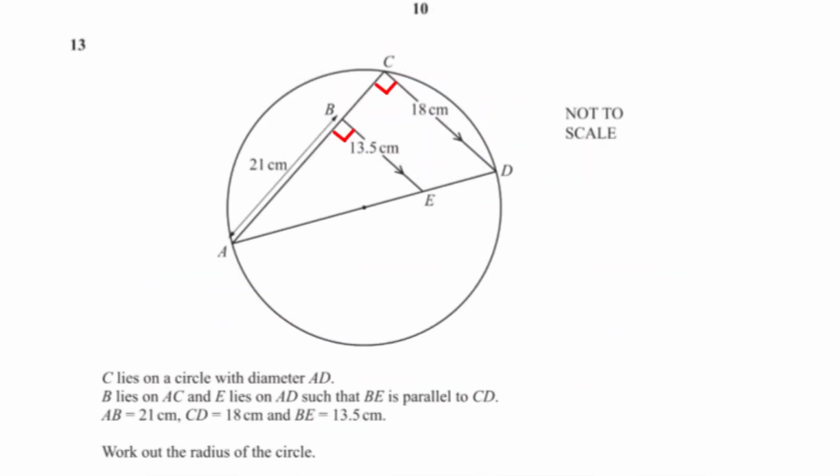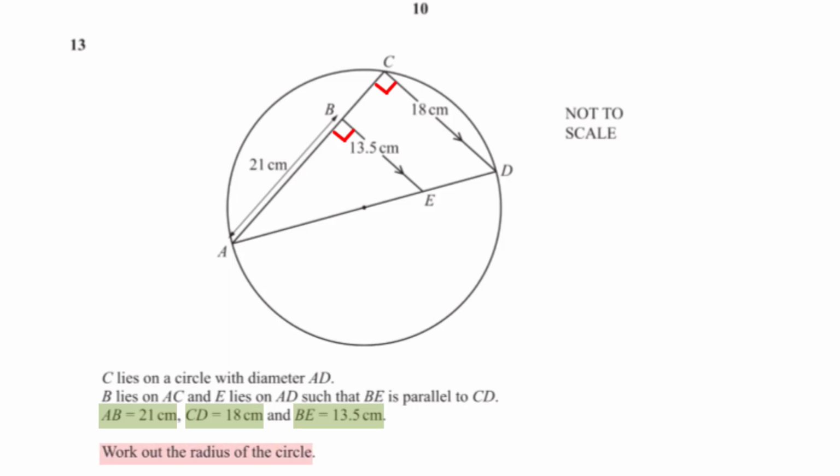C lies on a circle with a diameter AD, B lies on AC, and E lies on AD such that BE is parallel to CD. AB equals 21 centimeters, CD equals 18 centimeters, and BE equals 13.5 centimeters. Work out the radius of the circle.